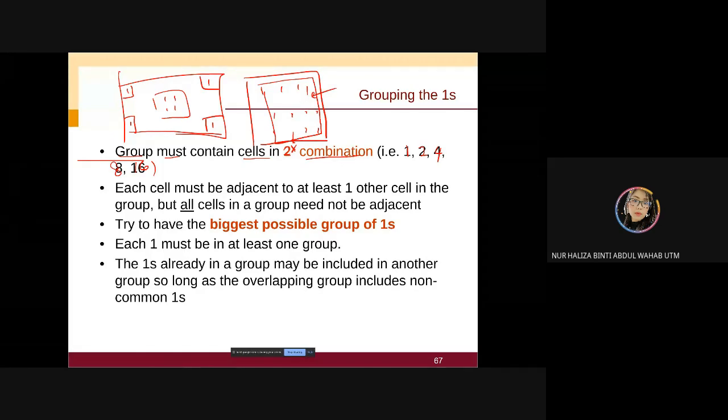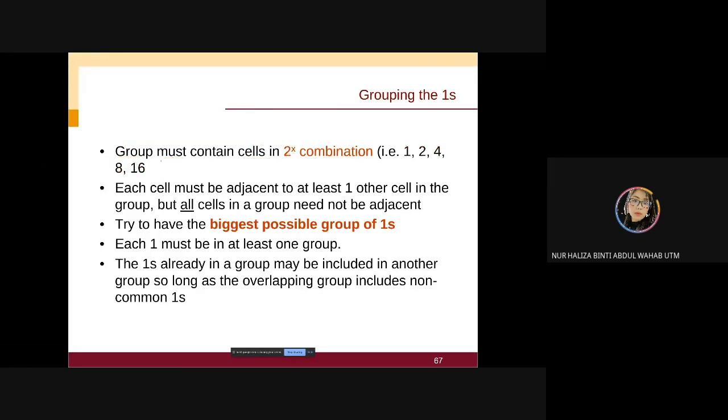As I mentioned just now, the priority, you need to draw the bigger one, starting like 16. If there is no 16 cell, you go for 8. If there is no 8 cell, you go for 4. If there is no 4, you go for 2. And lastly, you group 1. So try to have the biggest possible group. So it's mentioned, try to have the biggest possible group.